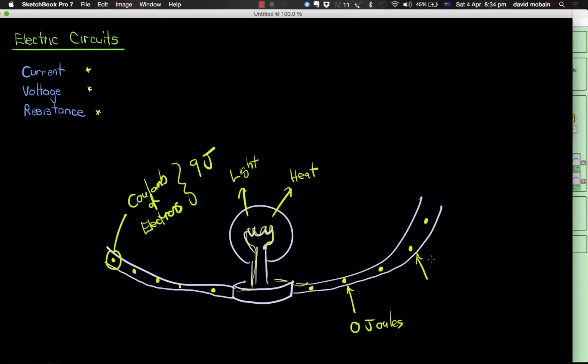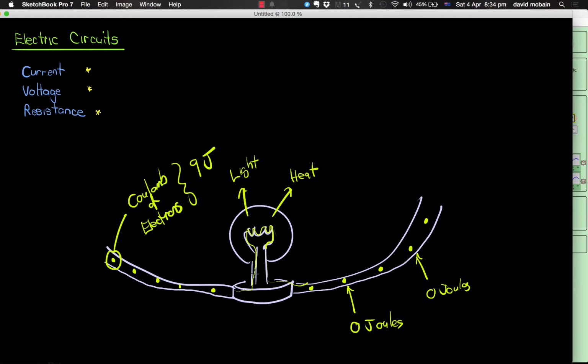as would this one. So what's happened is that each of these coulombs of electrons have given up their energy to the light globe and they emerge out the other side to return to the battery with no energy left, and then they get recharged and get recirculated around the circuit. And that is how energy is transmitted to the circuit.